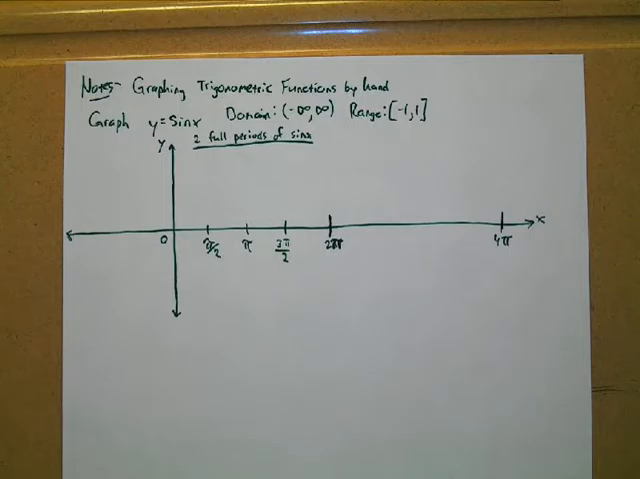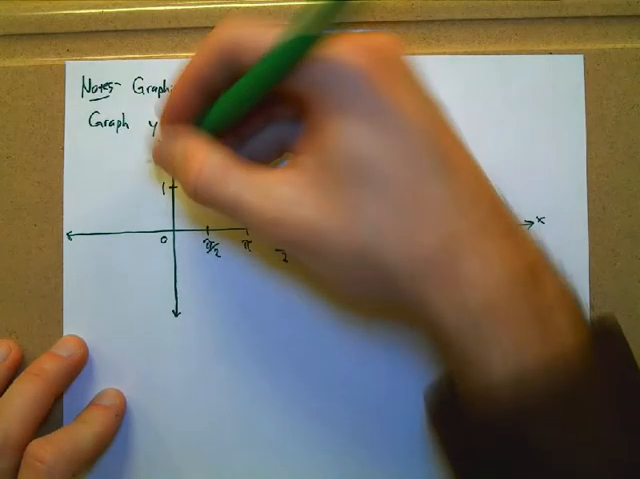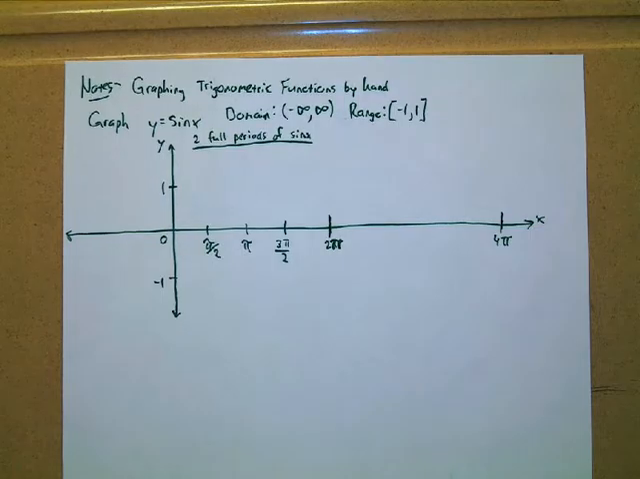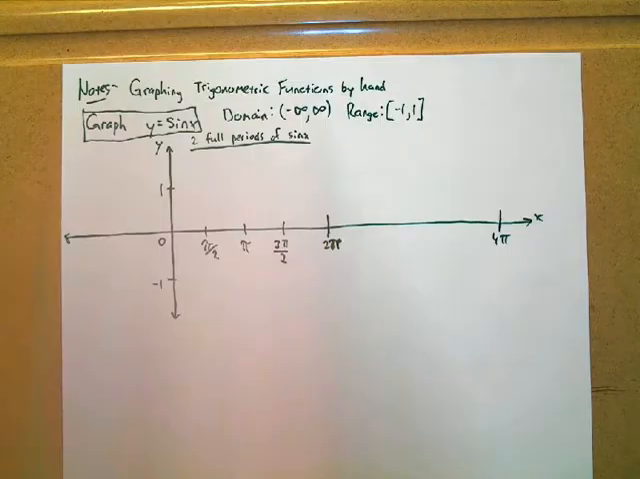But let me go ahead and graph. So I'll put 1 there and -1 right here, because that's our range for just plain old sine. We're just graphing sine. So our highest value we know is going to be 1. Our lowest value is going to be -1.